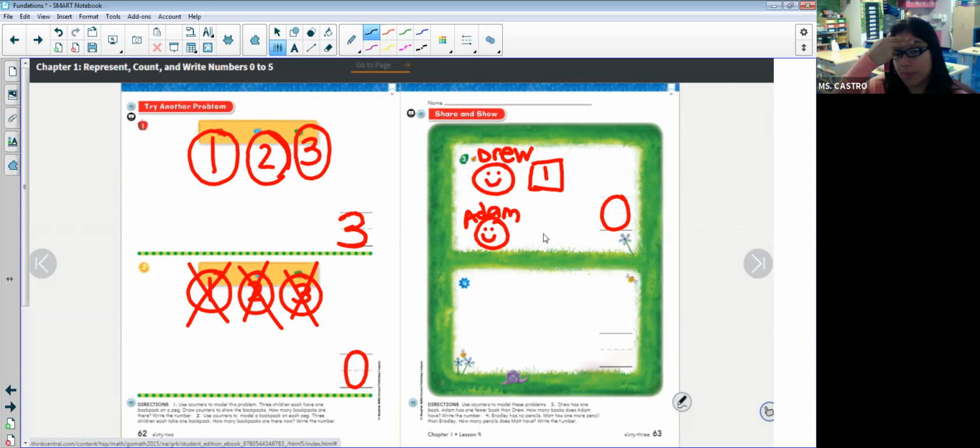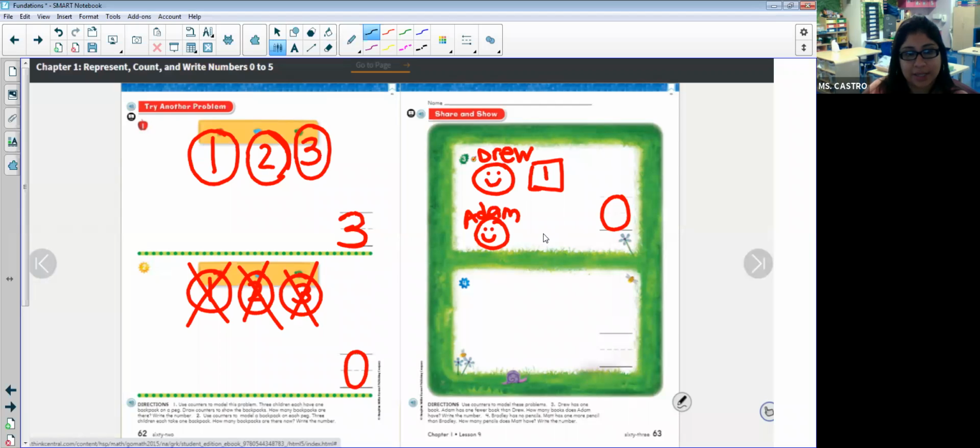Last problem, number 4 at the bottom with the blue flower. So we did the work for 3 on top. Now we're focusing on the bottom of the page, okay? Bradley has no pencils. Matt has 1 more pencil than Bradley. How many pencils does Matt have? And then we have to write the number.